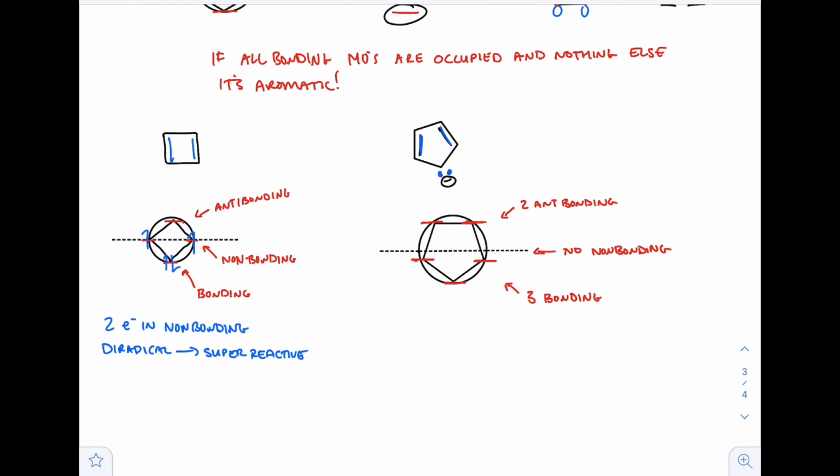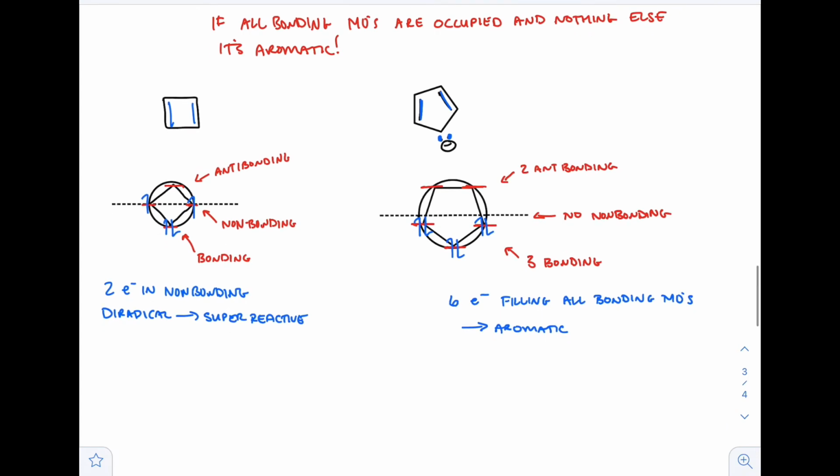Now what we want to do is fill up those orbitals, following Hund's rule and the Aufbau principle, right? The building up. And so we have 6 electrons occupying all 3 of those bonding orbitals. And so since it's completely full, that's why this compound is considered aromatic, and it's also very stable. All the bonding orbitals are full, so it's very strong, right? Makes sense, right? Okay. So again, all the bonding orbitals are full, nothing else is full, so it's aromatic.